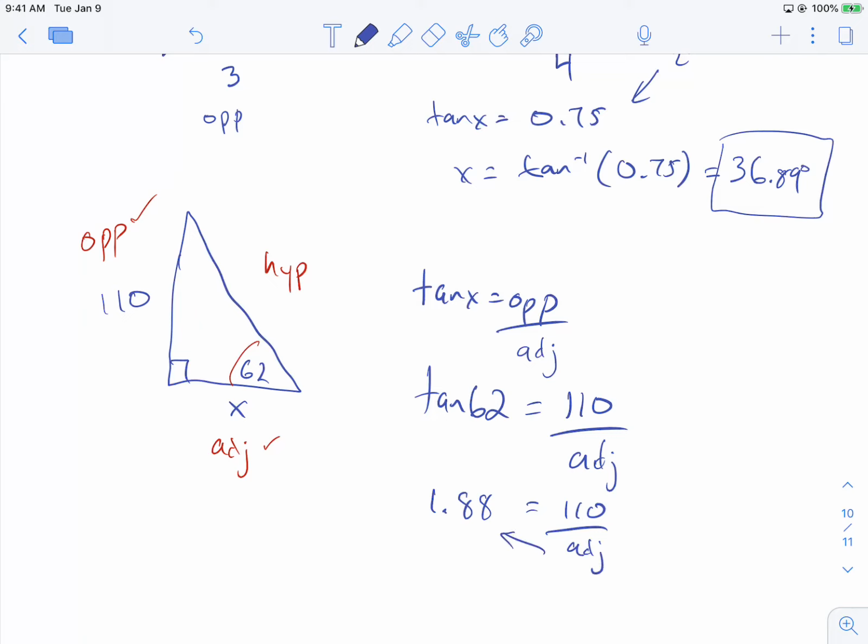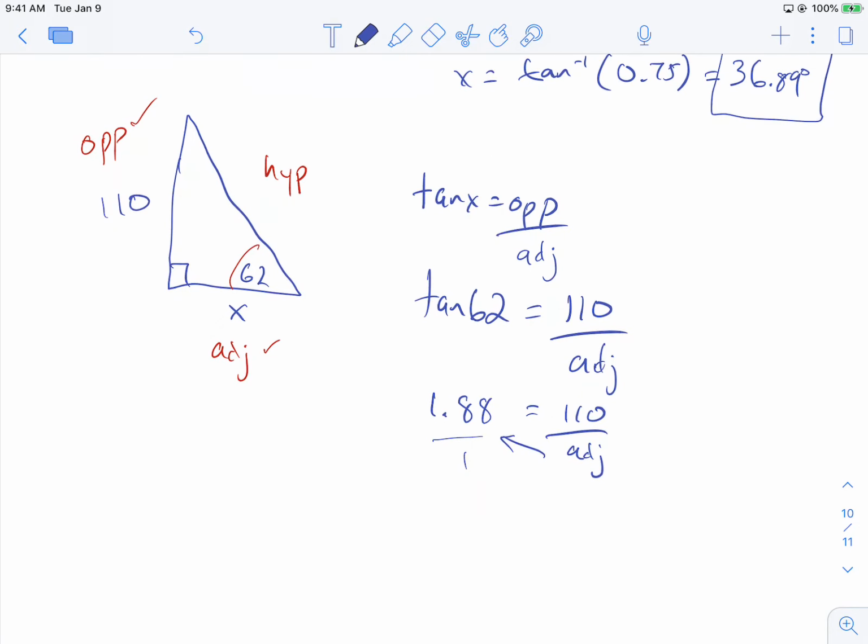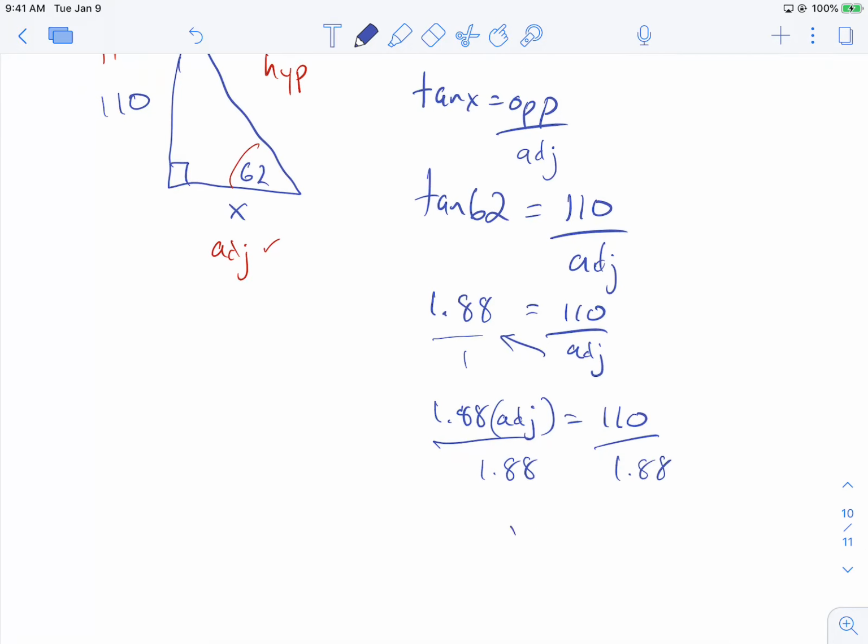Now we'll cross multiply diagonally since we have a little fraction sandwich here. 1.88 times my adjacent side equals 110. Divide both sides by 1.88, and we get 110 divided by 1.88. That gives me an adjacent side of 58.5.